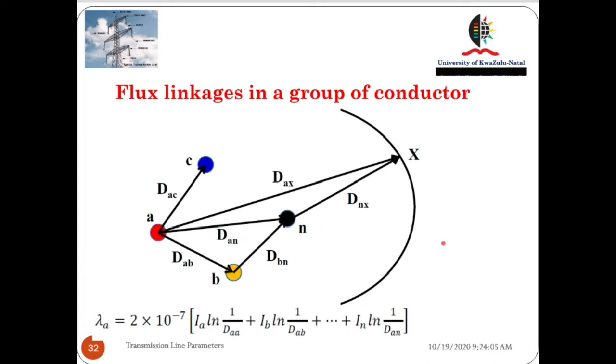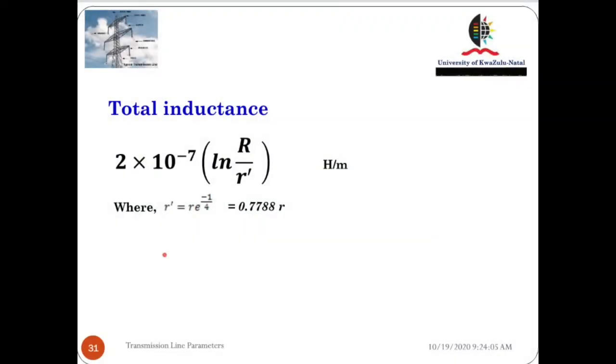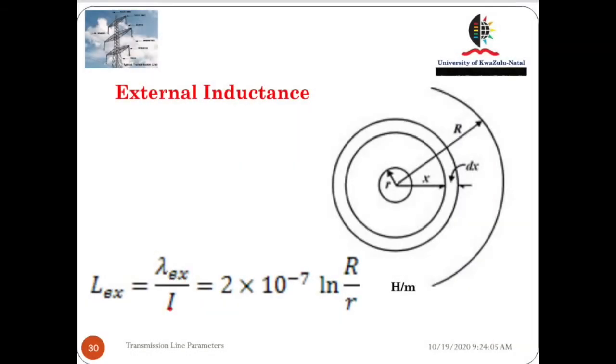So if we have n number of conductors, we can write down the flux linkages in a group of conductors like that. So that 2 times 10 to the power minus 7, that current of its own, it was inductance. In inductance equation, the current is always there.